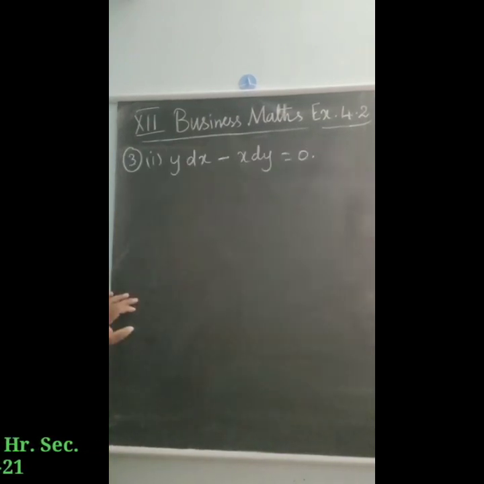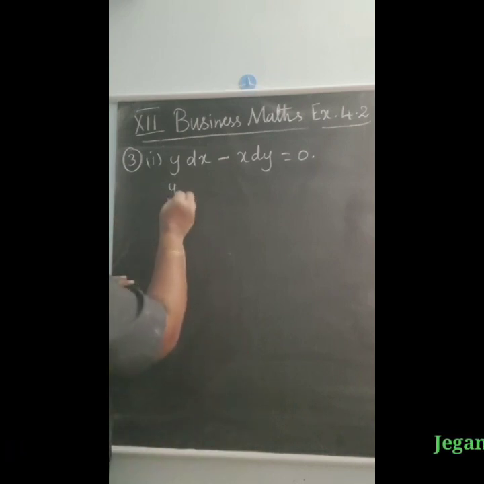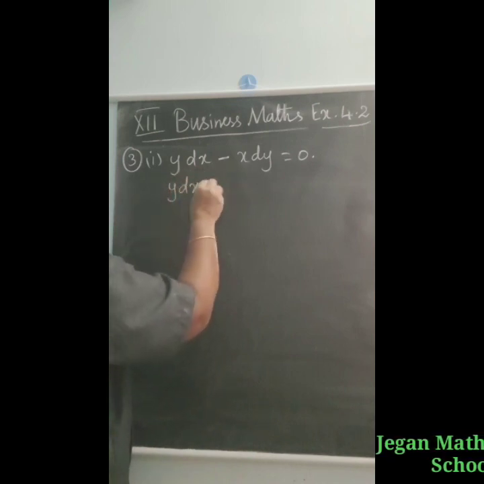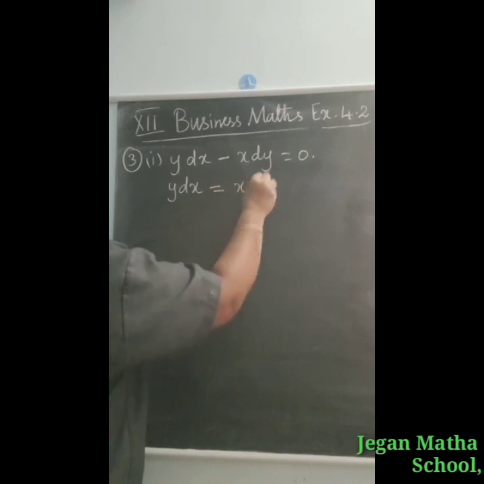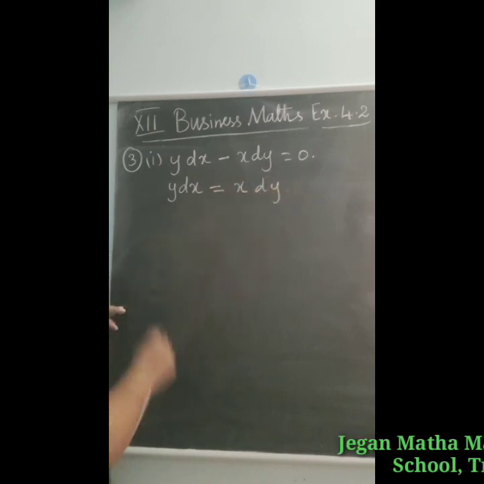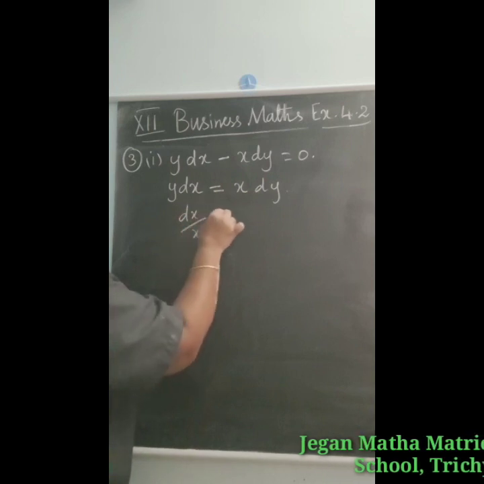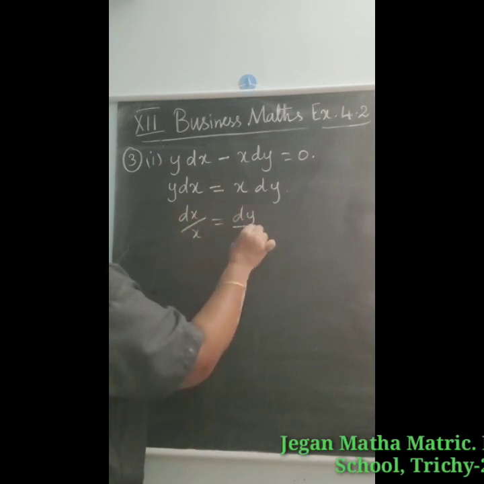The third question, solve y into dx minus x into dy. Now separating the variables, first you have to change it into y dx is equal to x dy. Now we have to change it to dx by x is equal to dy by y.